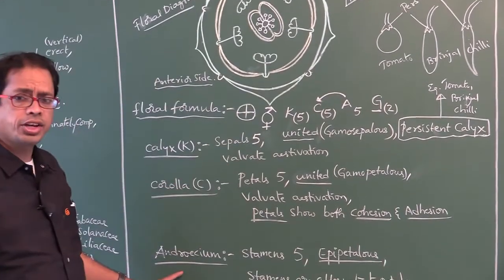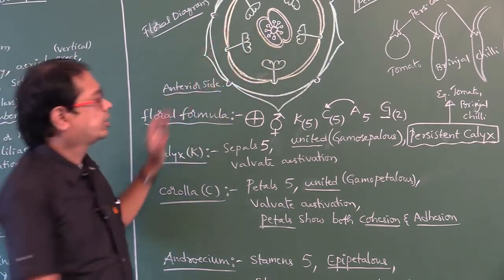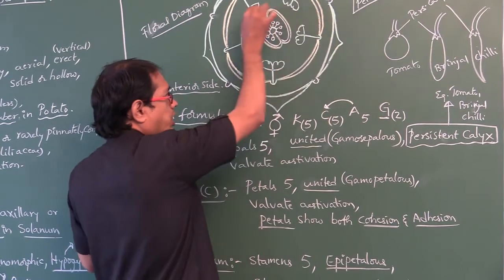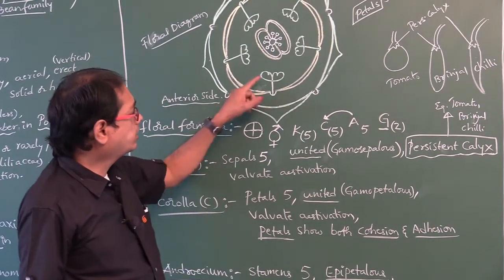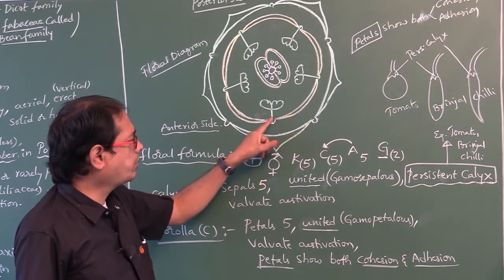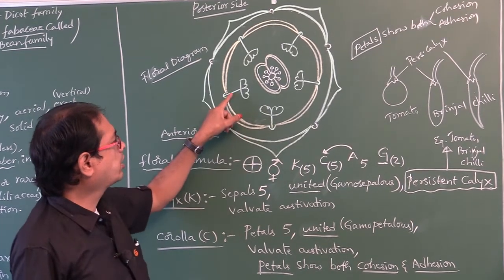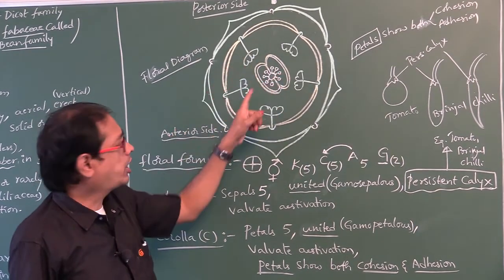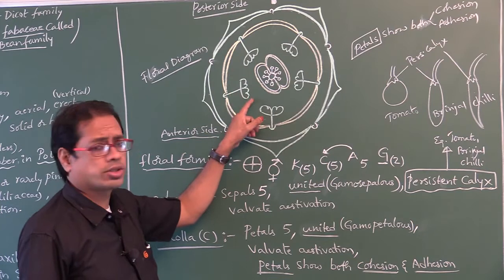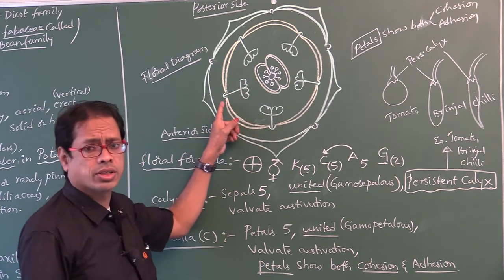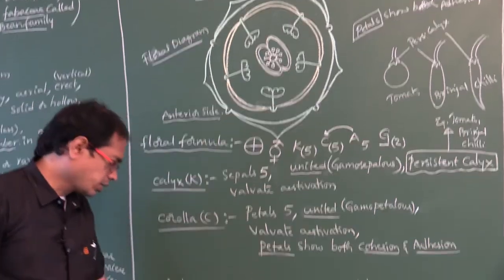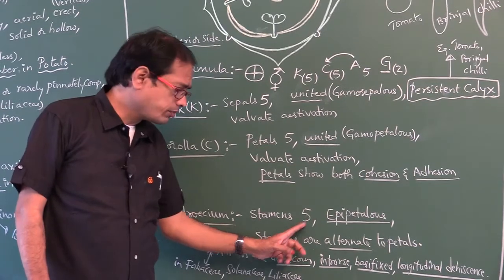Next, androecium. Look here, my dear students. 1, 2, 3, 4, 5 stamens. Number of stamens 5, and the stamens are alternate to petals. One petal, then a stamen, another petal, next stamen, like that. The stamens are attached to petals, so that is epipetalous. Very, very important point. Stamens are 5 in number.